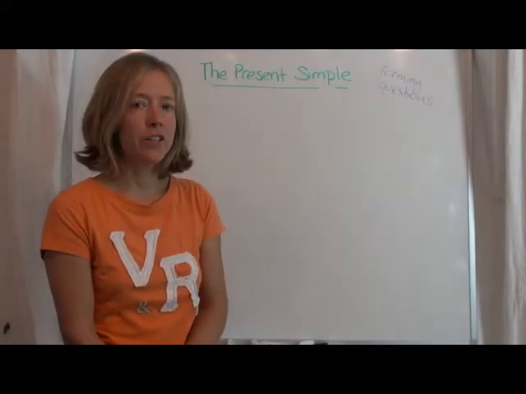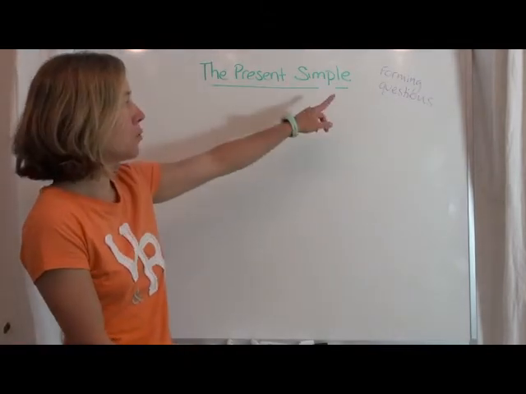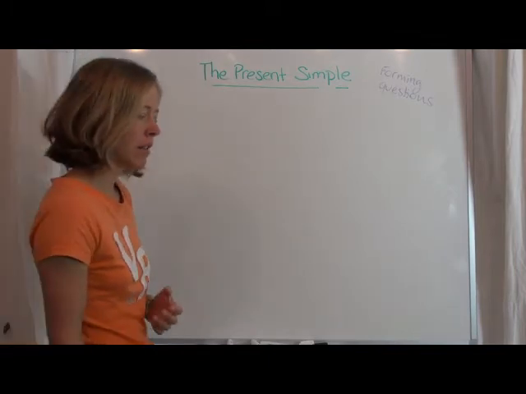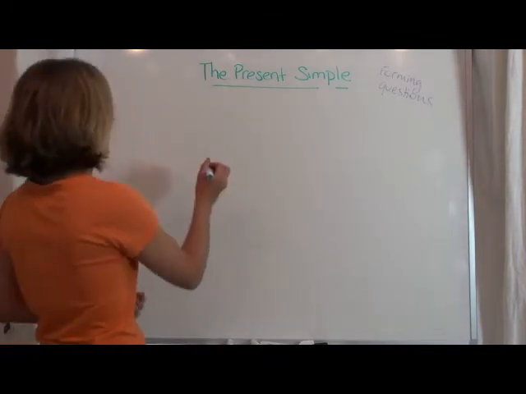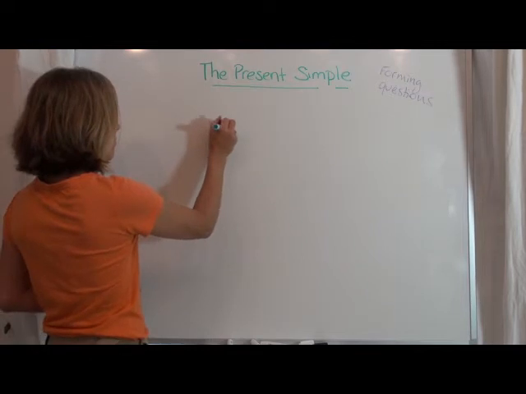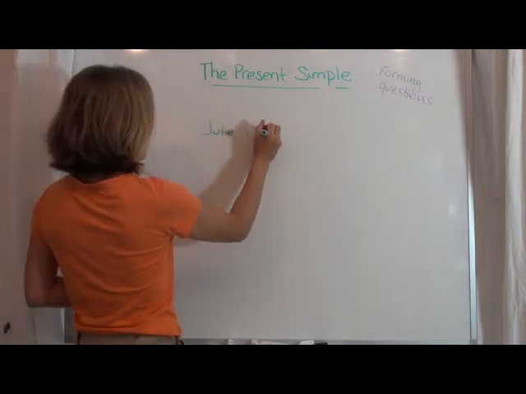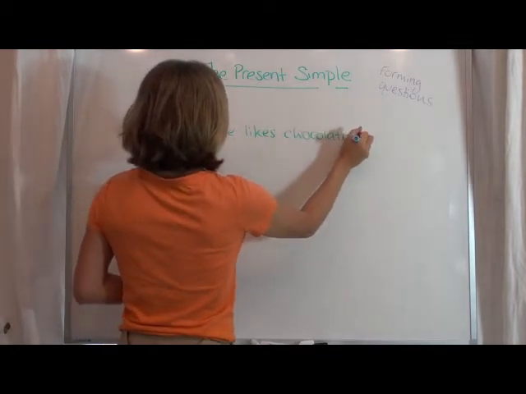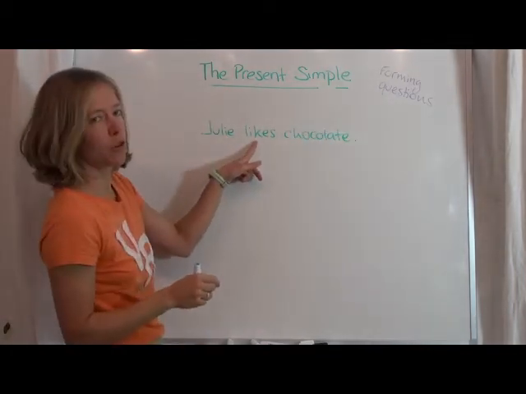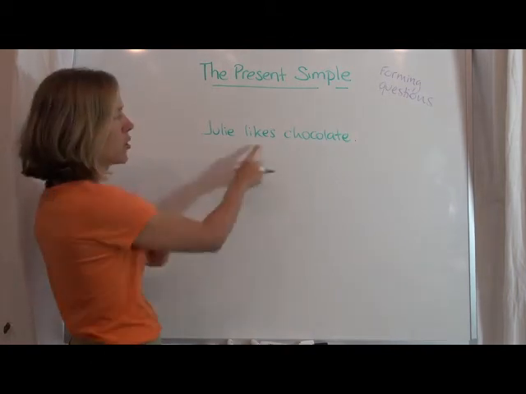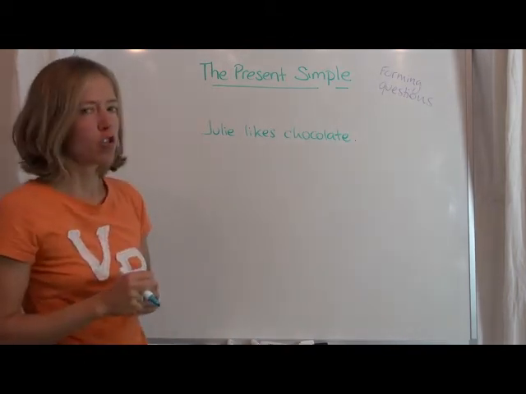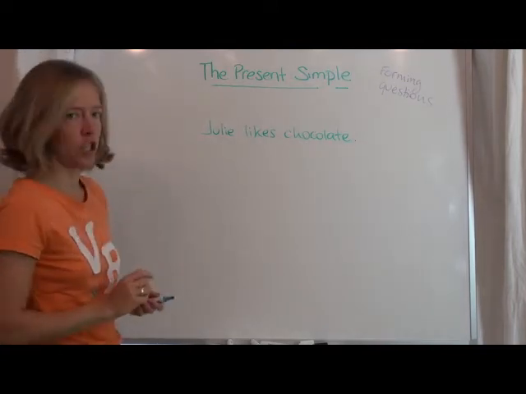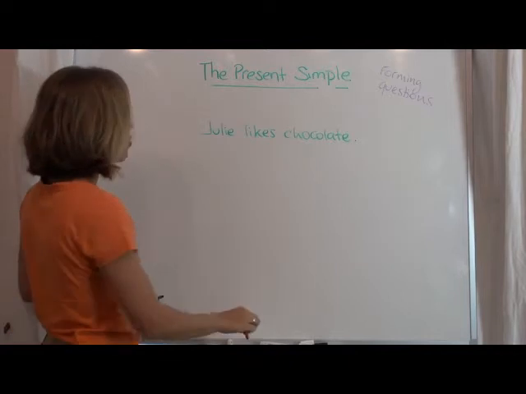Hello! In this video we are going to see how to form questions. So let's take a sentence like Julie likes chocolate. Remember, we use a present simple to say it's a fact, something that is always true. So Julie likes chocolate is still true. Imagine we don't know who likes chocolate.